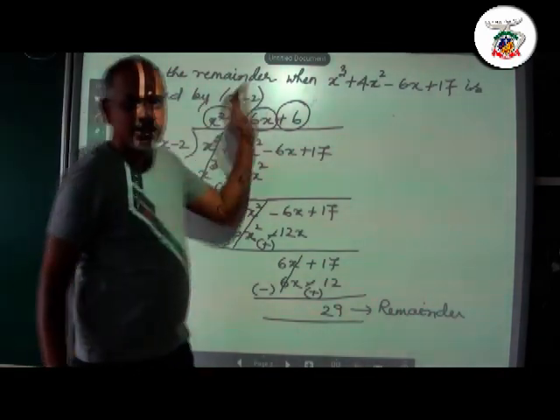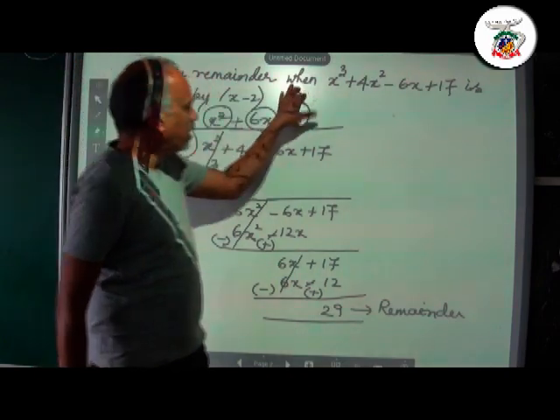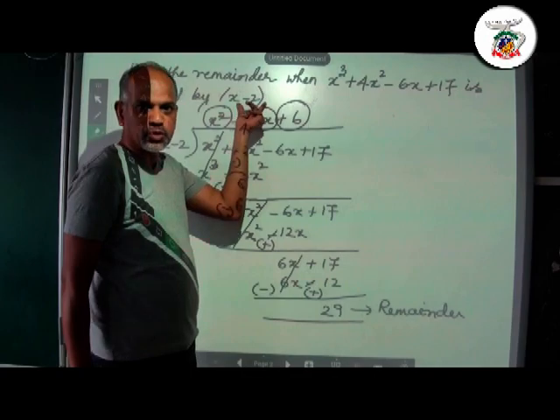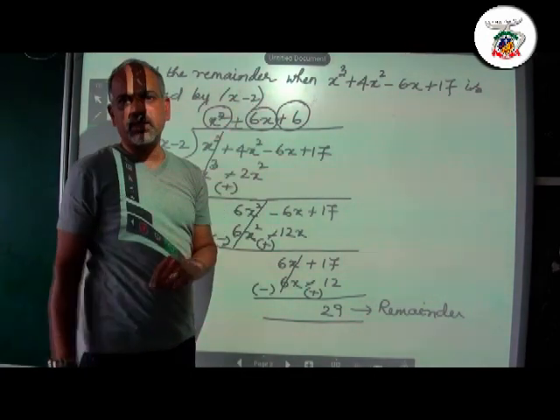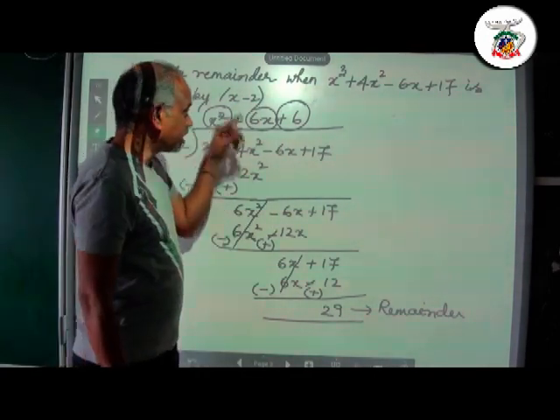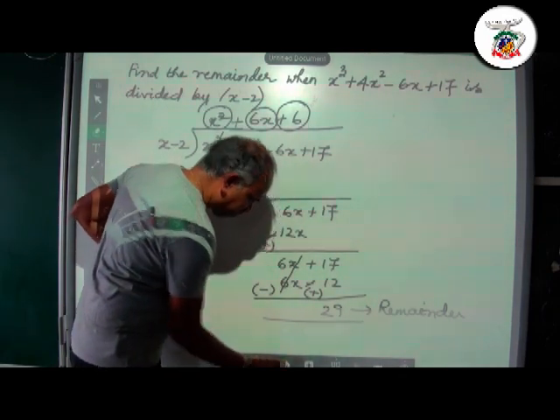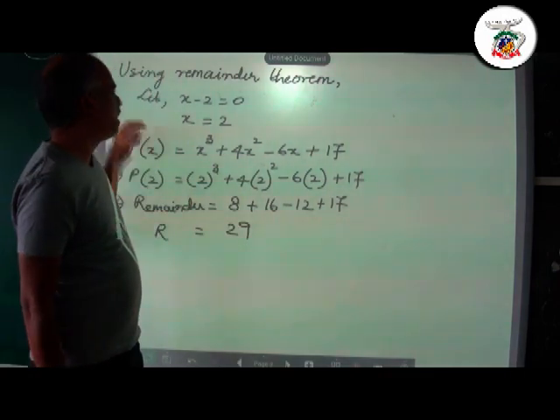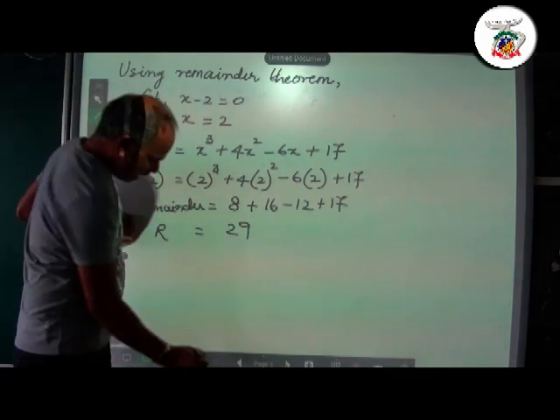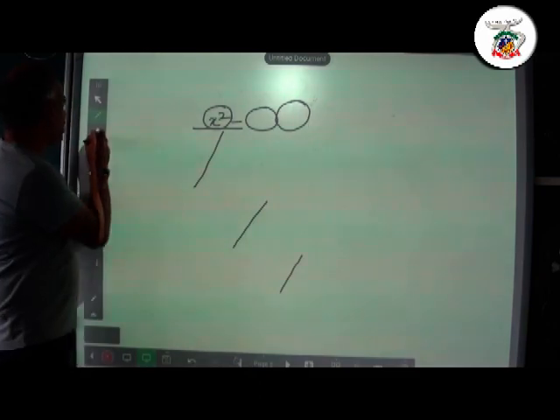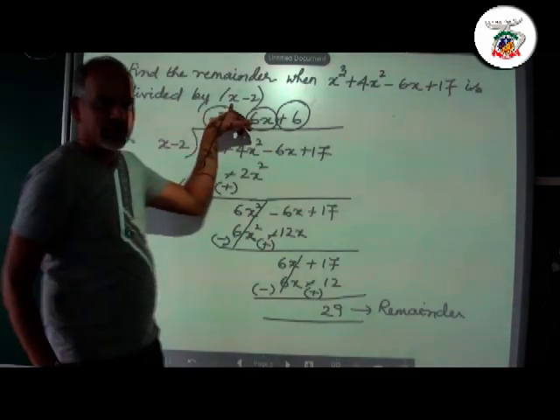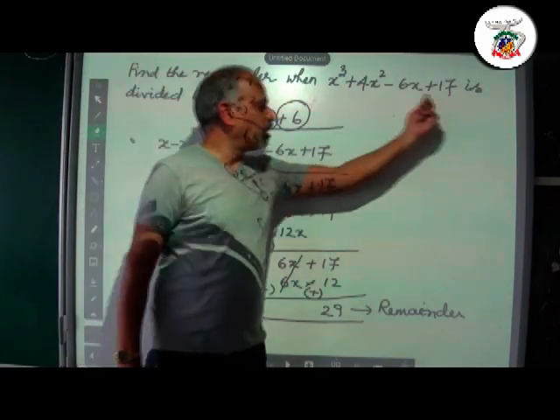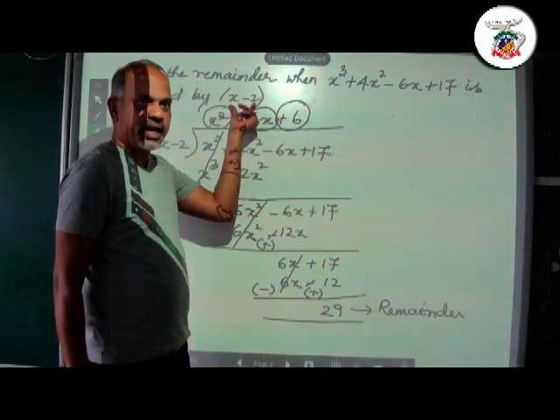Okay. The same question: find the remainder when this polynomial is divided by x minus 2, but by using the remainder theorem. So to check that one, we are going to use the remainder theorem now. What we do is, again I'll go back. We are going to divide by x minus 2. And this is the polynomial that you are going to divide.